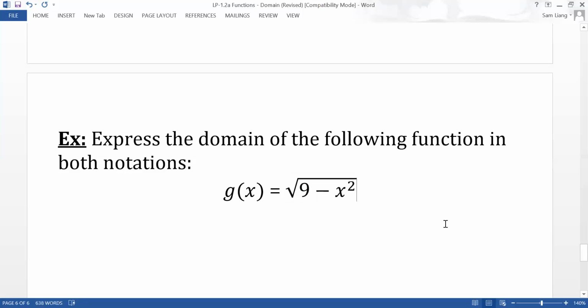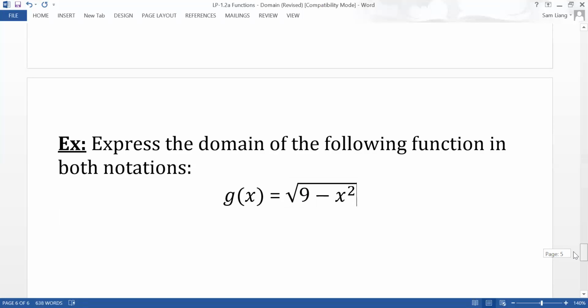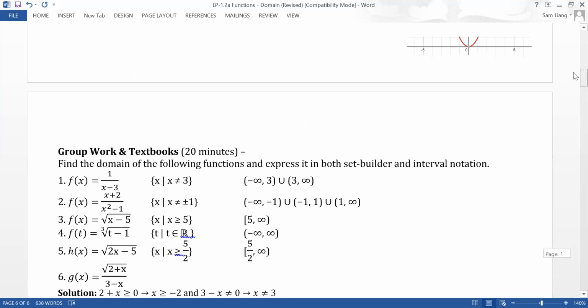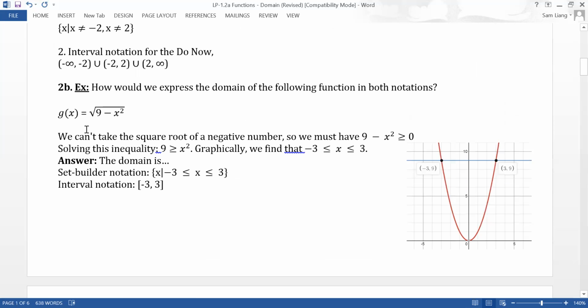Okay. All right. From there, let me jump to the solution. Feel free to pause here if you want to try it on your own, right? But from here, I'll go over the solution. Okay, here we go. So here it is. Oh, actually, let me type this in. All right, so we can't take the square root of a negative number, right? So we must have the radicand, 9 minus x squared, greater than or equal to 0, right? Square root of 0 is fine, right? Square root of 0 is 0. That's okay.